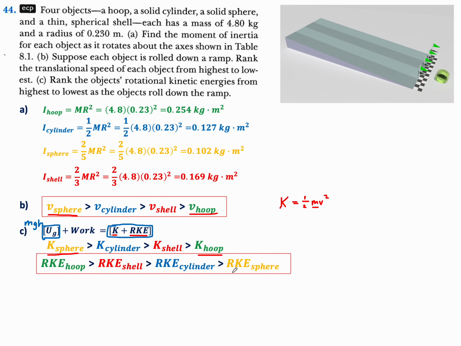And so this ends up being exactly reversed. The sum of the kinetic and rotational kinetic energy has to be the same for all of these, but since the sphere has the most regular kinetic energy, it's going to have the least rotational kinetic energy. And the hoop, which has the least regular kinetic energy, is going to have the most rotational kinetic energy. This is your answer then to the other part.